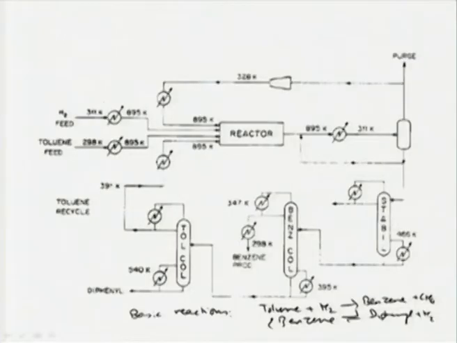Hydrogen feed is heated from 311 Kelvin to 895 Kelvin before it is admitted into the reactor. Toluene is at room temperature, 298 Kelvin. It is heated and vaporized to 895 Kelvin before admitting into the reactor. Then also admitted into the reactor are the two recycle streams, the gas recycle after compression and heating, and then the recycled toluene after heating.